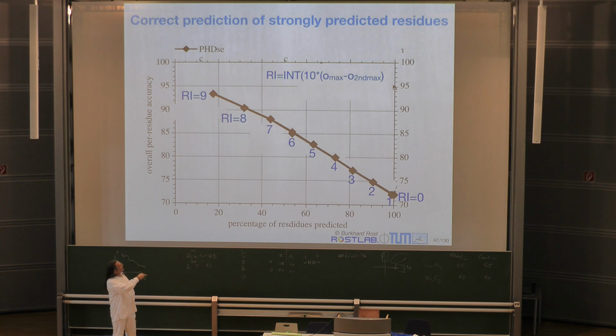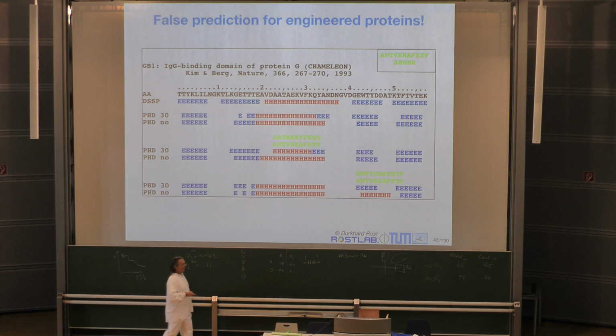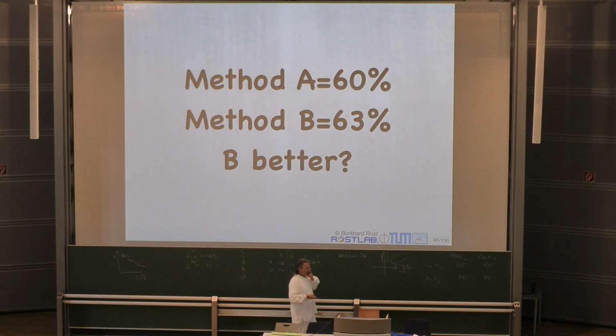If I allow myself to predict only the residues that have a reliability of 6 and higher, which is about half of all the residues, 50%, then the performance for those is 85. So for the half of the residues that are most reliably predicted, this Q3 goes up to 85%. That's a significant improvement, and it allows you to simply focus on what is most likely correctly predicted.